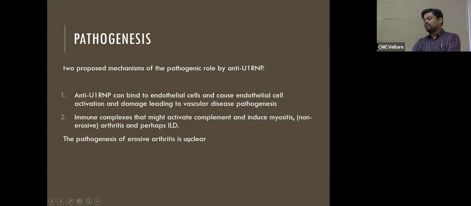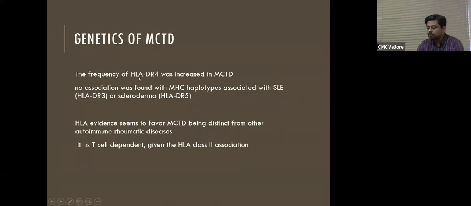The pathogenesis of the erosive arthritis, however, is not really clear, whether it's related to the RF or to RNP itself. It's not really clear to date. Genetics, as I told you, is more related to HLA-DR4, the same as in RA pathogenesis. Again, this is data from the West. We may not have the same haplotype in India. In some studies done in India and Asia, HLA-DR4 is actually not associated with RA. So similarly, even MCTD may not be. We have not looked at it.